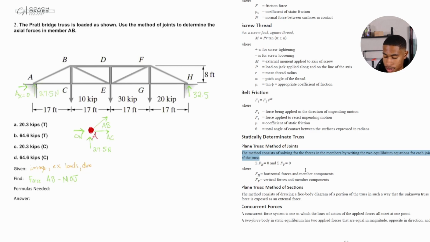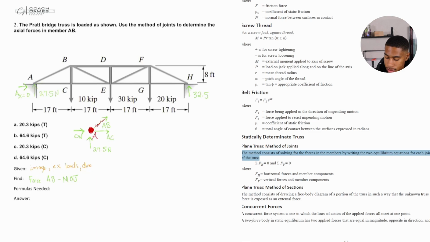So now, just looking at this, what are we trying to solve for? We're trying to use method of joints to solve for AB. So I know that I need this force. Okay. So is there a way we can do the least amount of work and get AB? Let's do the sum of the forces in the y direction.